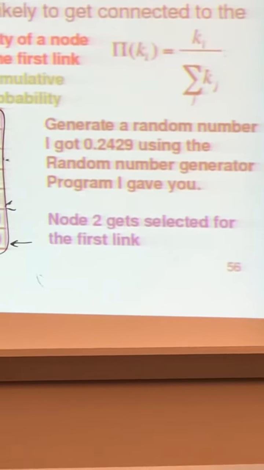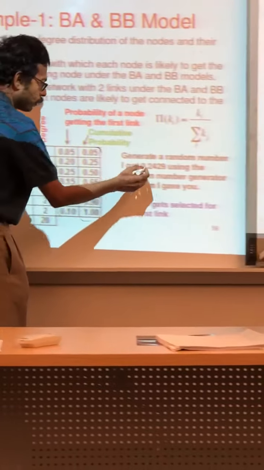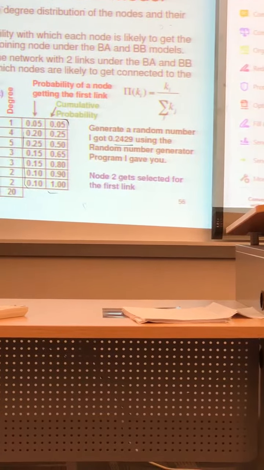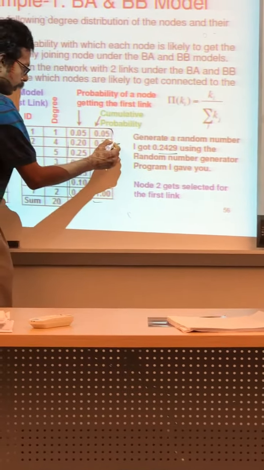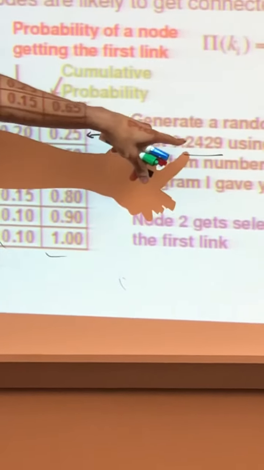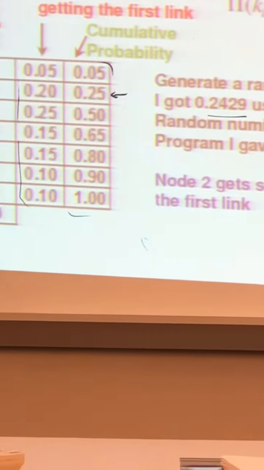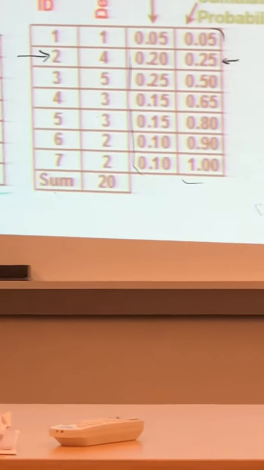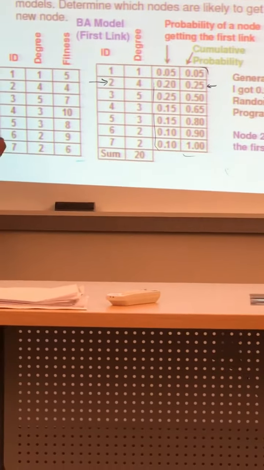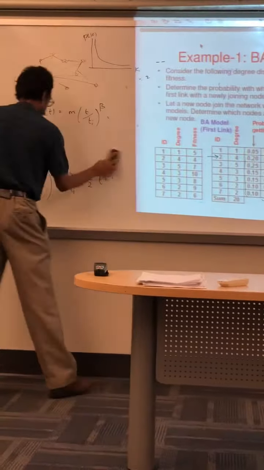So then what you should do is pick the node whose value is closest to it but still larger than this. So this value 0.25 is the closest to 0.2429 and still greater than or equal to that value. So the corresponding node 2 will get that new link. Okay? So why is that again? So think about it like this. Another way to visualize.